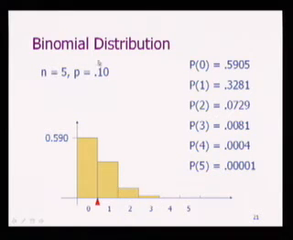Now, if the chance of a person having the disease is 10%, and you take 5 people, then among the sample of 5 people, the chance of no one having the disease is pretty high. The chance of having one person with the disease is this, 2 is this, 3 is this, and 4 and 5 is almost 0. So the probability mass function actually describes the whole thing, everything related to that binomial experiment. That's the power of this mathematical modeling technique.